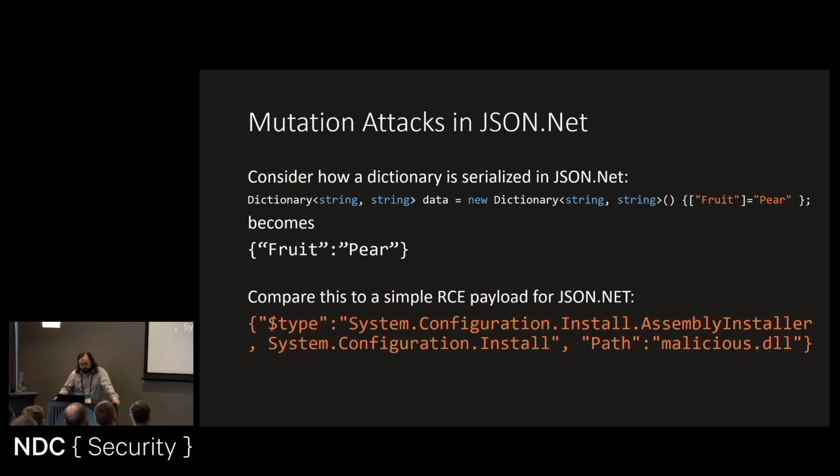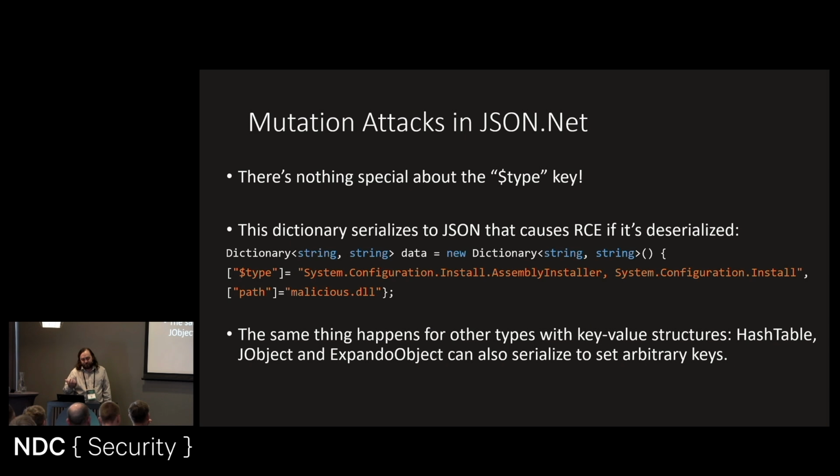Now, if you compare that with what a serialization payload looks like for JSON.NET that gets you RCE, like this, you've got this $type key that's going to be the type specifier. That's telling JSON.NET what type that JSON is going to turn into when it's deserialized. And the important trick here is that there's nothing special about that $type key. So there's nothing that prevents you from making a dictionary where one of the keys in the dictionary is named $type. And if you serialize the dictionary where one of the keys is named $type, JSON.NET will just output a key called $type with that value you gave it. But when you deserialize it, that's going to tell it what type of object it's going to make. And this means that it's going to mutate into that type of object when it's serialized and then deserialized.